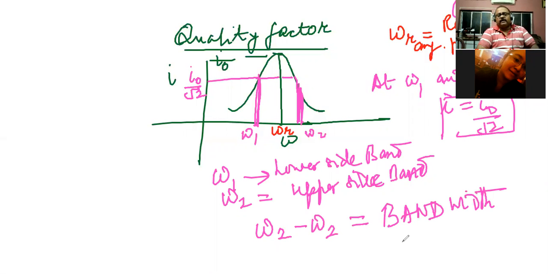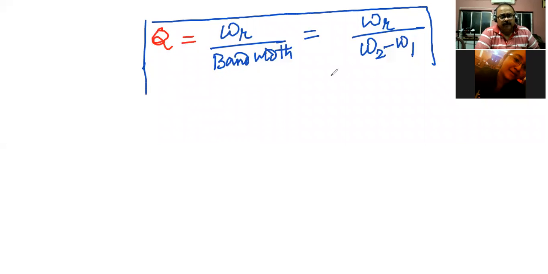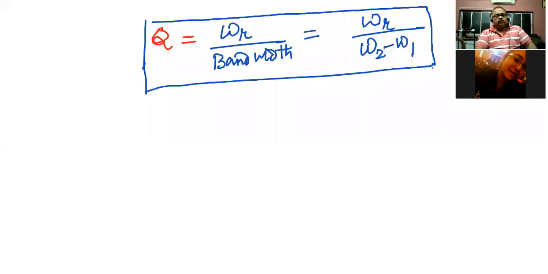So how do you define quality factor mathematically? I can say quality factor is mathematically equal to omega r divided by the bandwidth. That means the resonance frequency divided by the bandwidth. So this will be equal to omega r divided by omega 2 minus omega 1. So this is your quality factor. This is very, very important.